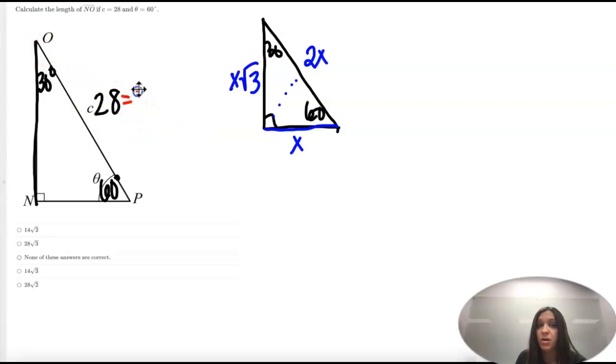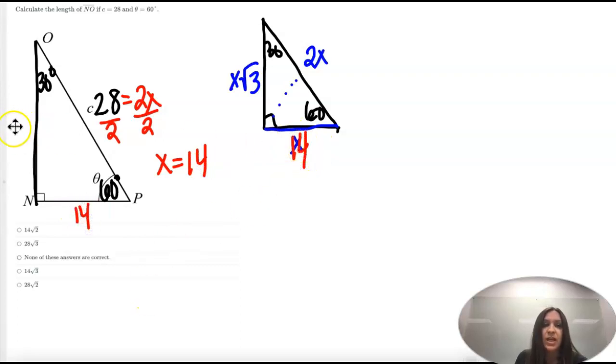We have the hypotenuse, so I'm going to set that equal to 2x and solve for x. So x is 14, that's this side, and then we take that value times the square root of 3 to get NO. Okay, so 14 square roots of 3. We're done on that one. We just needed the side length.